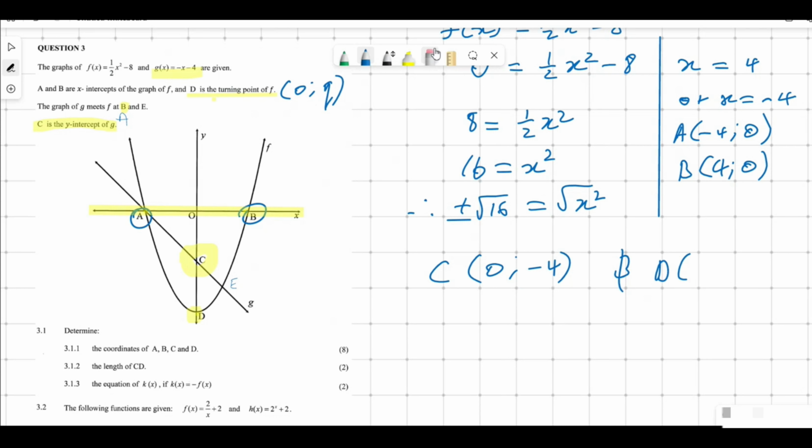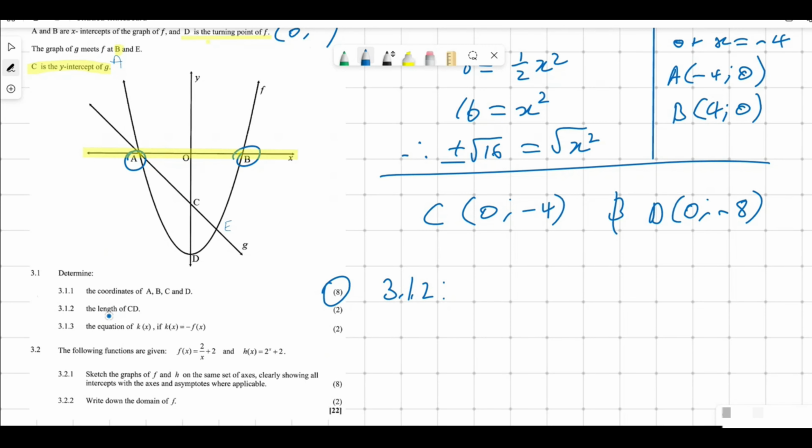So this will mean that what is the value of q, because at D, x is 0 since they said a turning point. Then what we need to look for is the value of q at D, which is this one, negative 8.